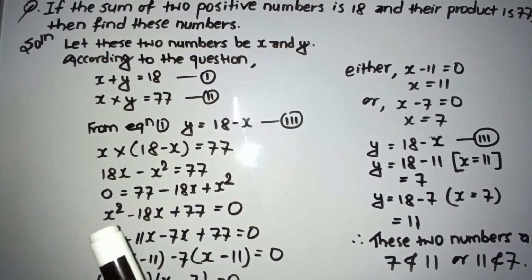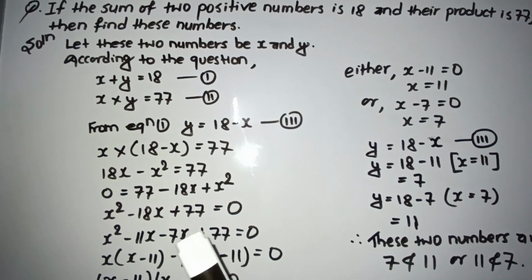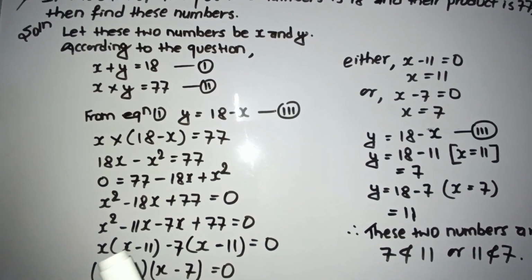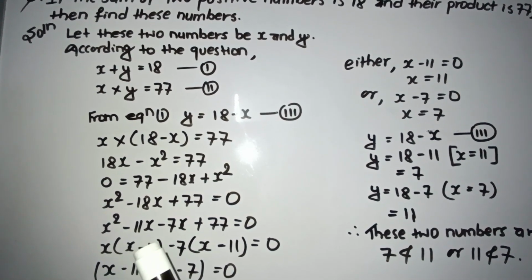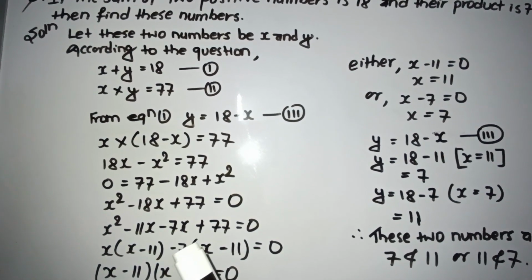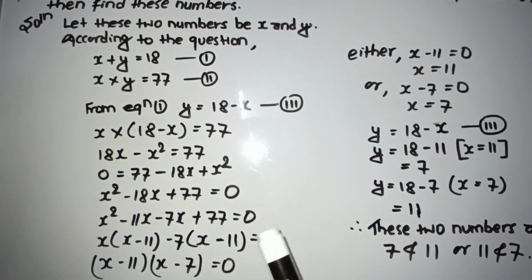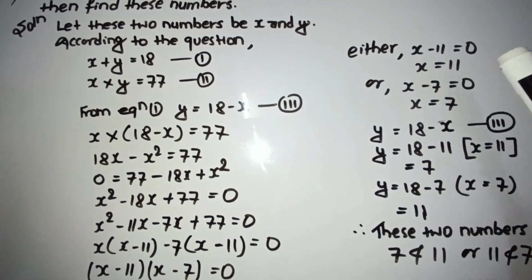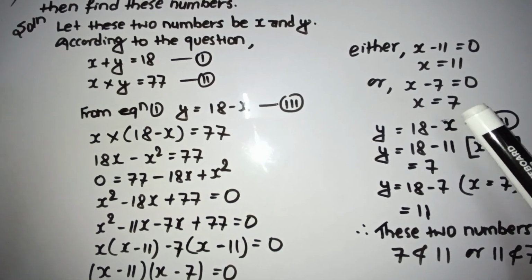And here we factorize this quadratic equation, that is x square minus 11x minus 7x plus 77 equals 0. And here we take x common, and we have x minus 11, and here we take 7, and we have x minus 11. Then we write x minus 11 and x minus 7. Either x minus 11 equals 0, then x equals 11, or x minus 7 equals 0, that is x equals 7.